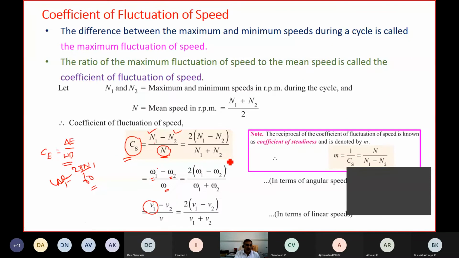So the coefficient of fluctuation in speed can be defined in 3 terms: in terms of N, in terms of omega, in terms of velocity. N1 minus N2 by N, or omega 1 minus omega 2 by omega, or V1 minus V2 by V. Here omega is omega 1 plus omega 2 by 2, that is the average angular velocity omega. Similarly, N is equal to N1 plus N2 by 2. Similarly, V is equal to V1 plus V2 by 2. That is the mean speed, right?